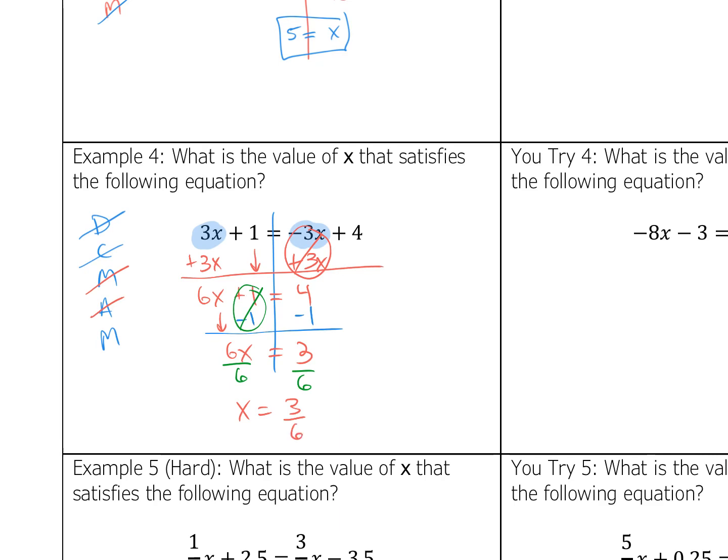If you were to leave your answer like that, you would be incorrect. It is not in simplest terms or simplest form. You need to go ahead and reduce this fraction. So if I were to think of a number that goes into both 3 and 6, the biggest number that goes into both, it'll be 3. I know that 3 divided by 3 is 1. 6 divided by 3 is 2. My final answer would be 1/2.